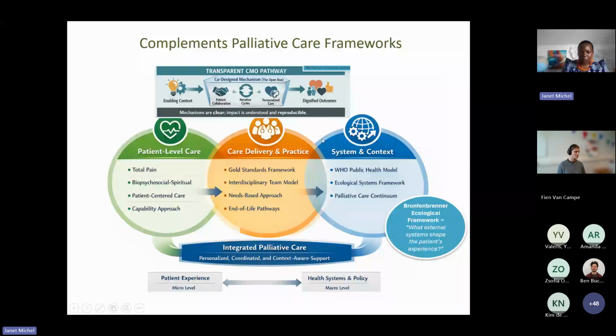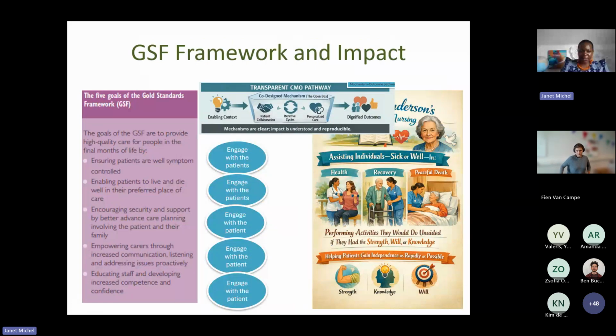What it reminds everyone who's working is, please make the context mechanism and outcome pathway clear. What is it that we want to achieve with the patient, and together come up with a theory of change and spell out the activities that would lead to the outcomes. With the Gold Standards Framework, we can see, for example, if you want to ensure that patients are well and all the symptoms are controlled, or enabling patients to live and die in their preferred place, it's inevitable to engage with the patient.